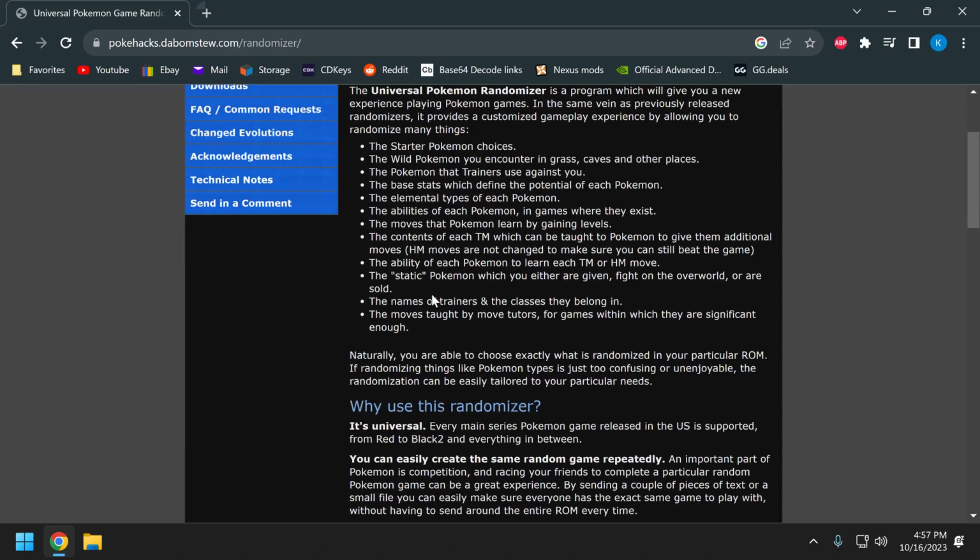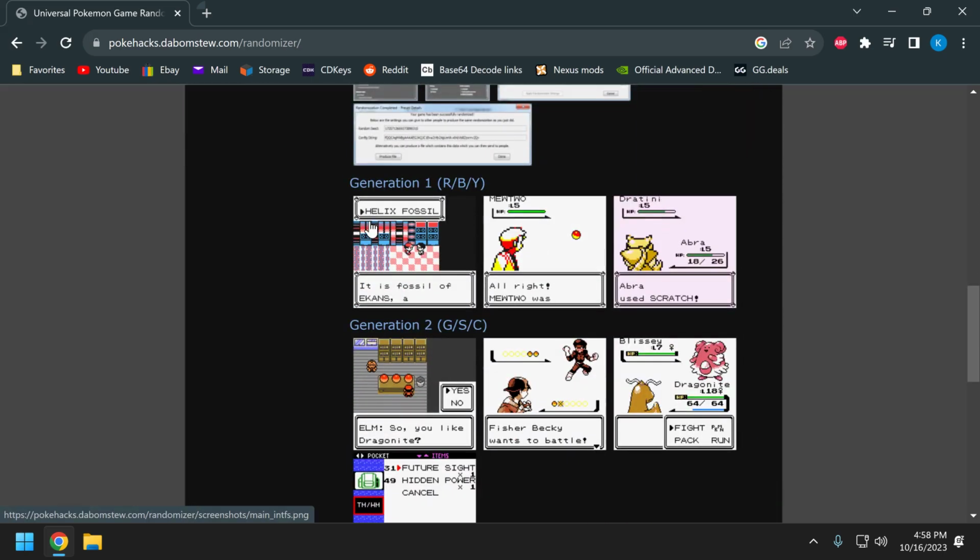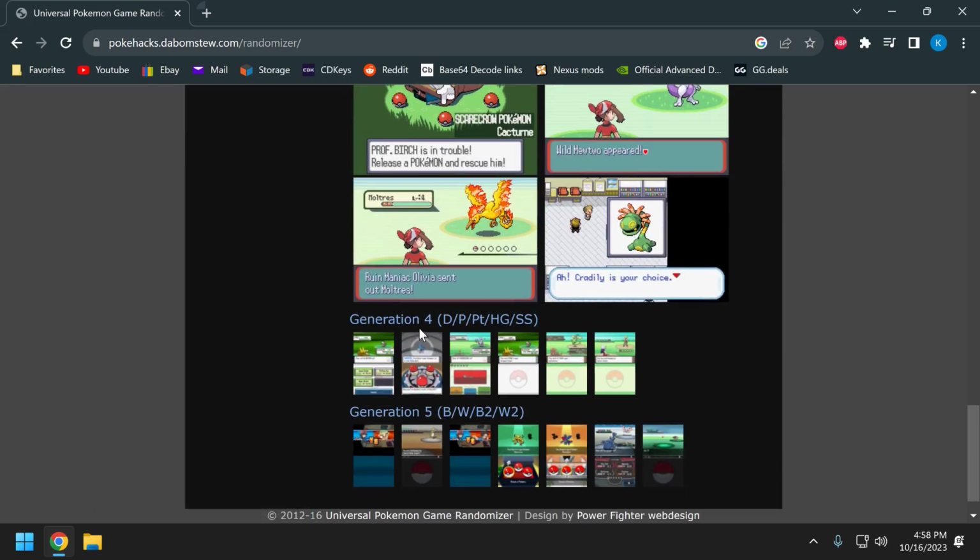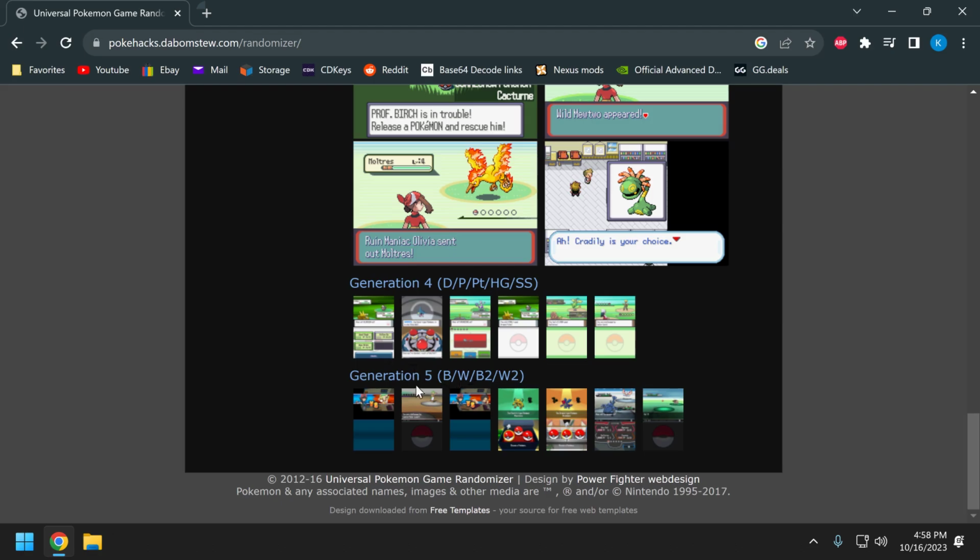Pokemon that you are given throughout the game, Pokemon that you are given via trade, what was required for the trade, and then smaller stuff like names of trainers, move tutoring and stuff like that. But once you get into the UI, I mean, the options are endless, and it goes all the way out to Gen 5. So pretty decent. 1 through 5 is pretty good.